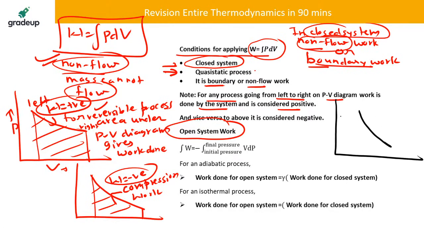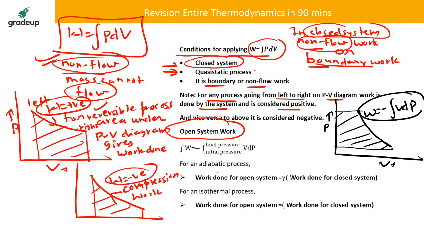On a pressure volume diagram, it is represented by plotting. If you obtain the work by plotting the curve on the pressure axis, it will give you the open system work, which will be equal to minus integral of VdP. This is called open system work. Okay. Now, my dear students, this is the open system work formula.